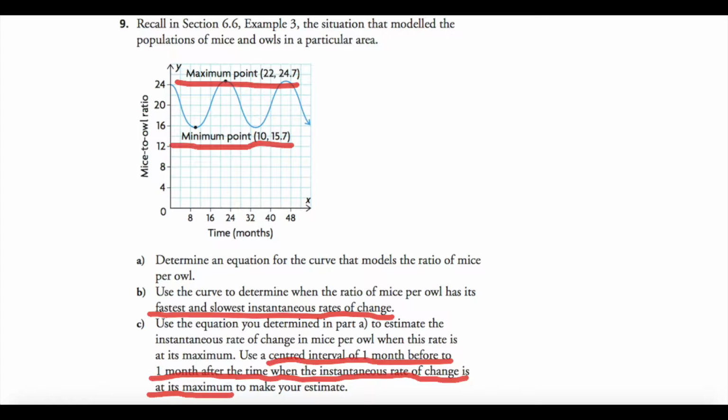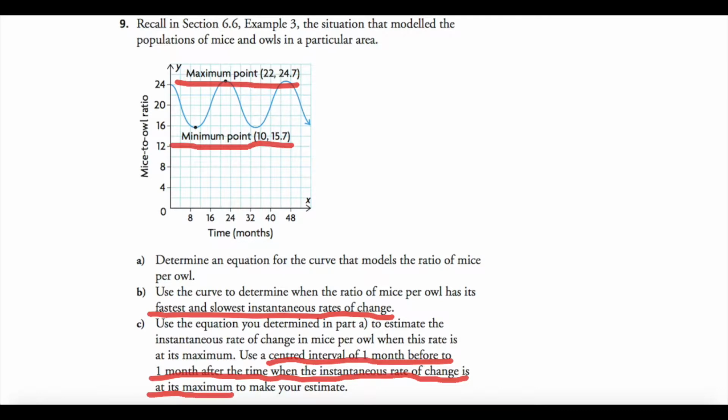Use a centered interval of 1 month before to 1 month after the time when the instantaneous rate of change is at its maximum to make your estimate. In addition to this, they give you 2 points, the maximum and the minimum point, which are (22, 24.7) and (10, 15.7). The big idea of this problem is to find the equation of the graph given, as well as finding the instantaneous rates of change at different points.